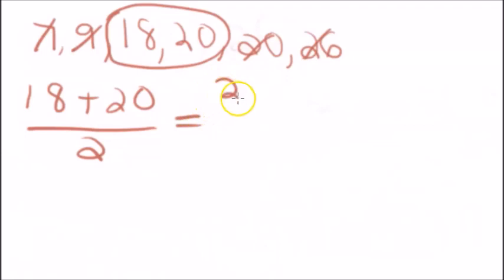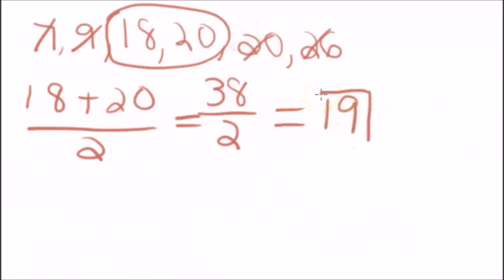18 plus 20 is 38 over 2, which is equal to 19. Therefore, our median is going to be 19.